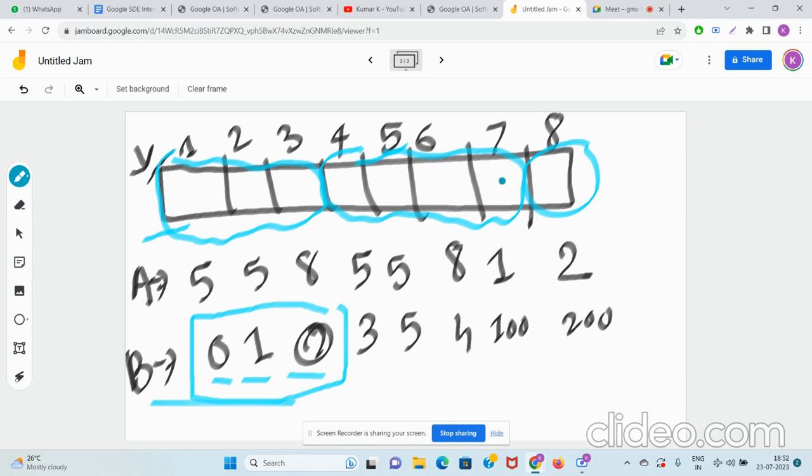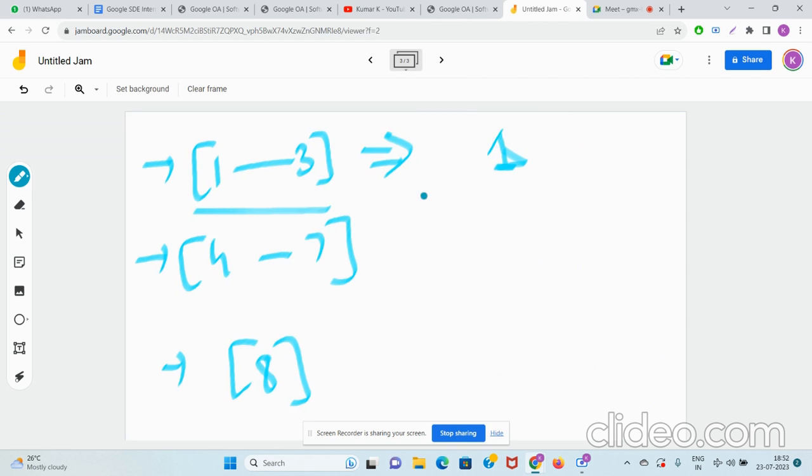Anyways, going back. Guys, what will be the cost of dividing the array from part 4 to 7? There is more than one element in 4 to 7, so this cost will apply. 3 plus 5 plus 4 plus 100 is how much? 8 and 4 is 12, so 112. What is the cost of dividing from 4 to 7? 112.